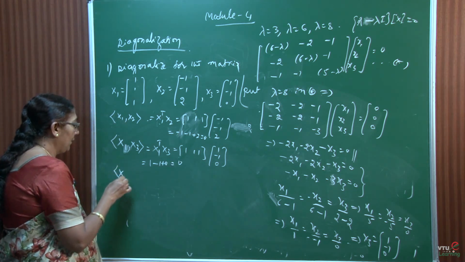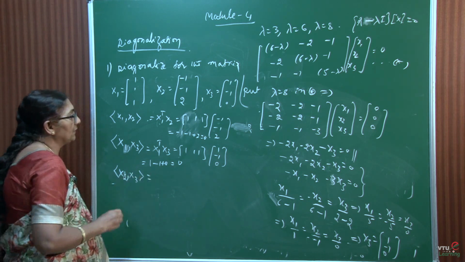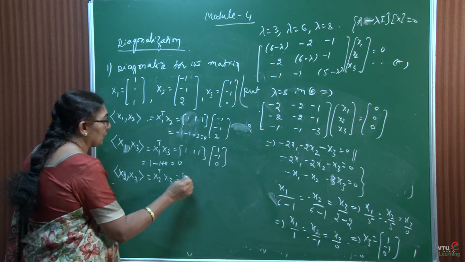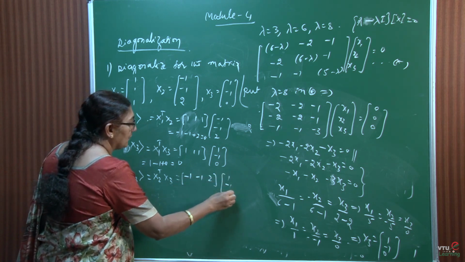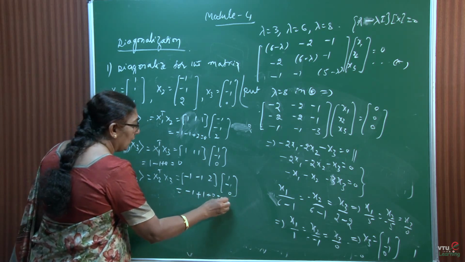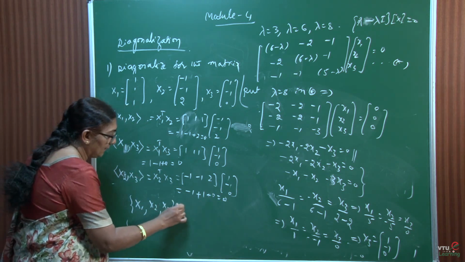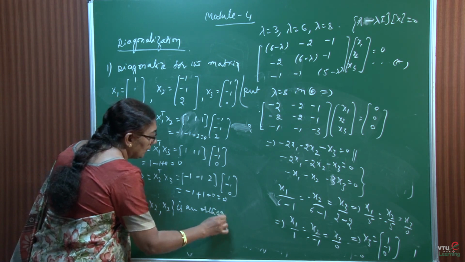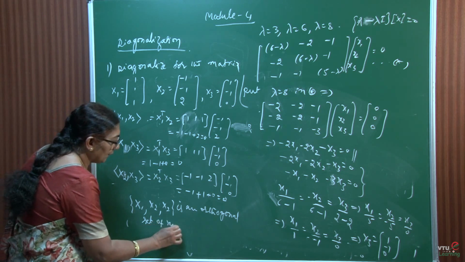Now, the inner product of x2 comma x3 I have to calculate. The inner product of x2 comma x3 is x2 transpose of x3. Okay. What is x2 transpose? x2 is nothing but minus 1, 1, 2 and x3 is 1 minus 1, 0. Okay. Now multiply that: minus 1 minus into minus plus 1, this is 0, we get 0. This shows that x1, x2, x3 are an orthogonal set of non-zero vectors.